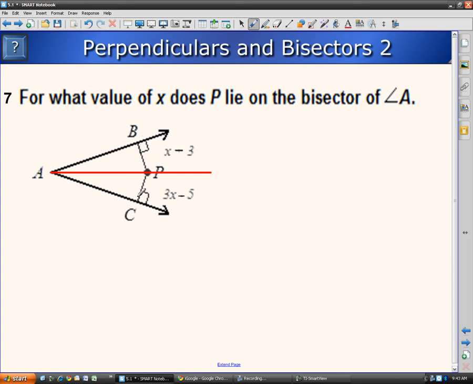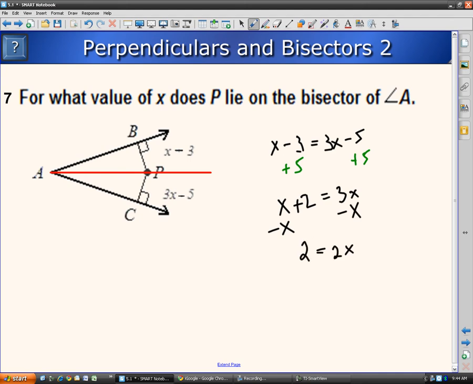So I'm going to say x minus 3 equals 3x minus 5. Now I have to solve algebraically. I'm going to get my numbers on the same side by adding 5 to both sides. I always like to try to move the smaller ones to the larger side. So then I'm left with x plus 2 equals 3x. If I subtract x across the equal sign, then I get 2 equals 2x, and if I divide by 2, then x equals 1. So that's the value of x that will make this true.